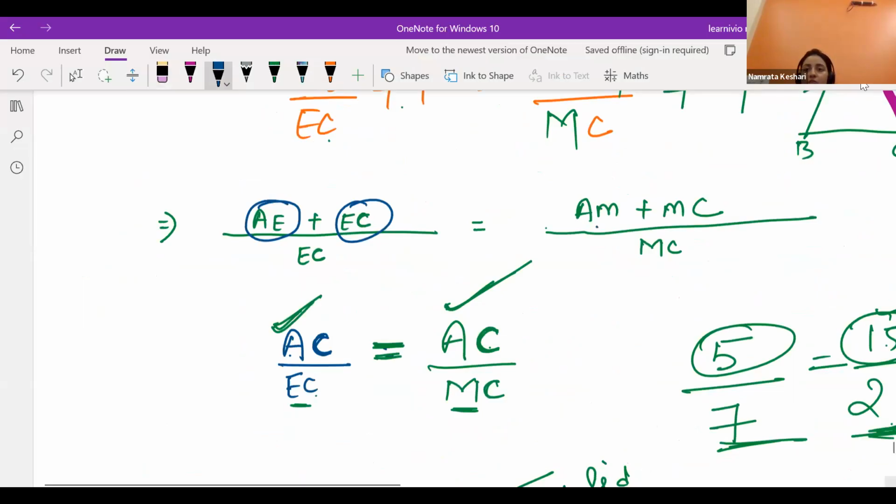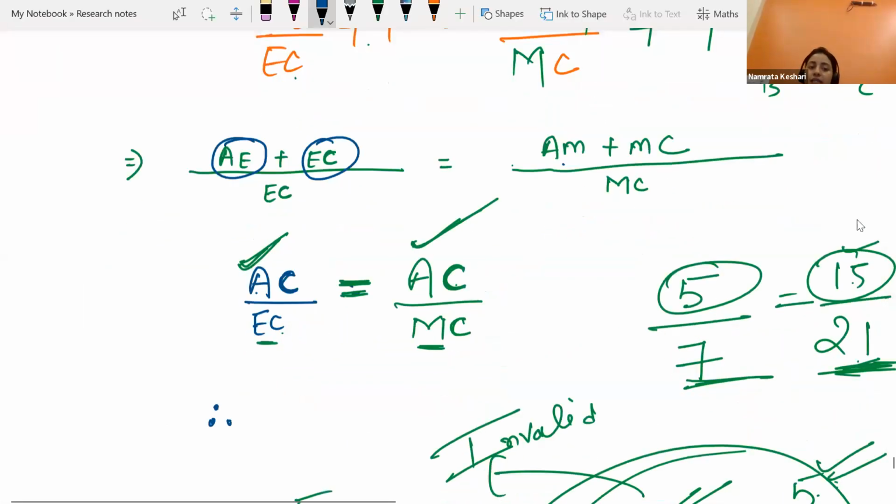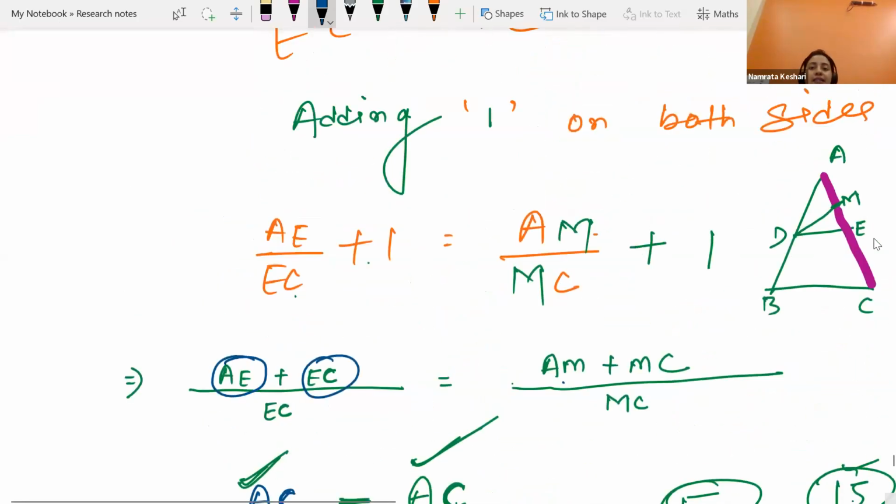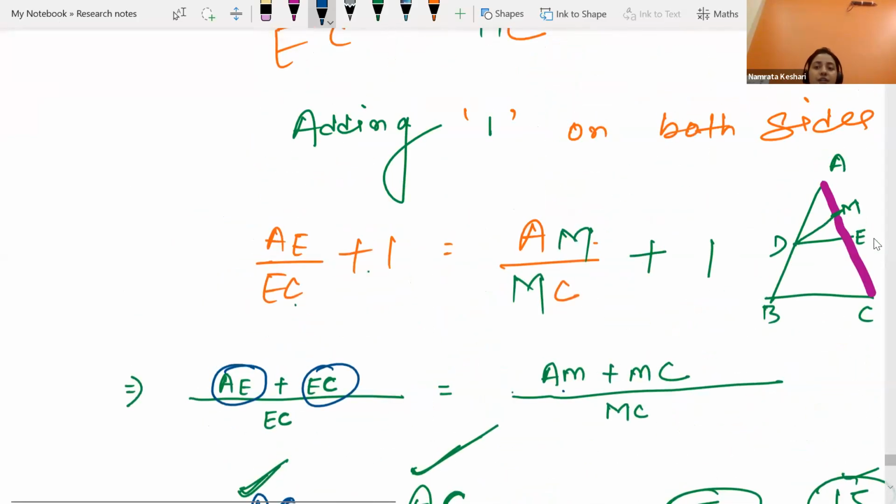Okay, so from here I am going to write that therefore EC must be equal to MC. Okay, EC and MC are both the same. In our figure, the EC and MC that we see are both the same. That means M is not lying here. E and M are the same point. Are you getting it?